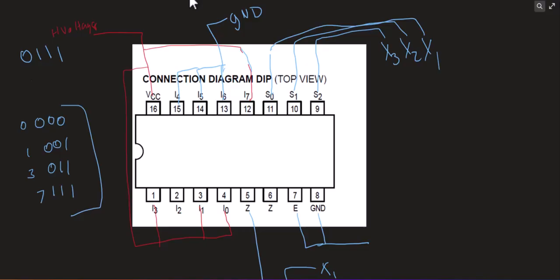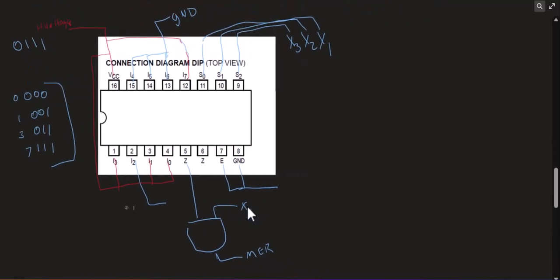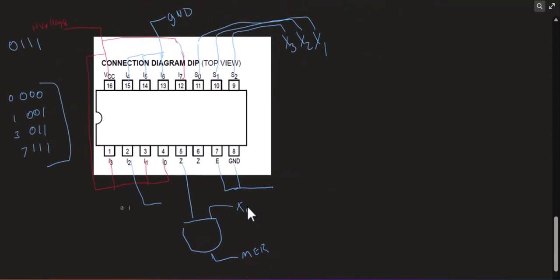Is I2 supposed to be connected to ground? And do you have to connect it to ground, or can you just leave it? I think it ends up not working if you don't connect it to ground, but I'm not 100% sure. Feel free to try it and see. And what is number 5? Number 5 is connected to an AND gate that is connected to X1, X0, and the output is your MER.